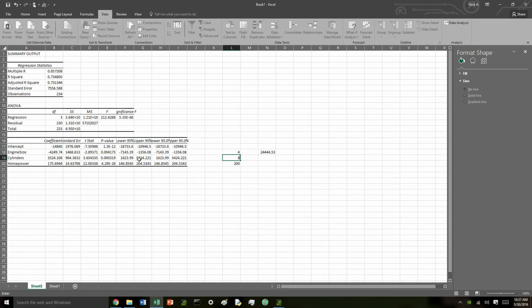How do I know it will increase? Because the coefficient is positive. And how much will it increase? Well, I increase by 2 here, so I have to multiply by 2. 2 times 3,500 is roughly 7,000. So expect it to be 24 plus 7, about 31ish, 32, depending on rounding off. And it's 31,000. That's how it works.